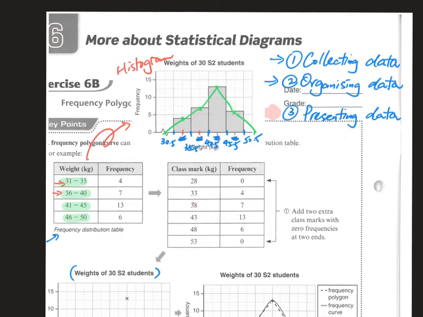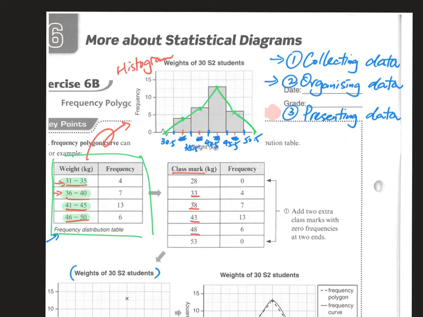The other way is to start from the very beginning, starting from the frequency polygon. The first thing we have to do is find the class mark for each group. So 31 to 35 is 33, 36 to 40 is 38, 41 to 45 is 43, and 46 to 50 is 48.